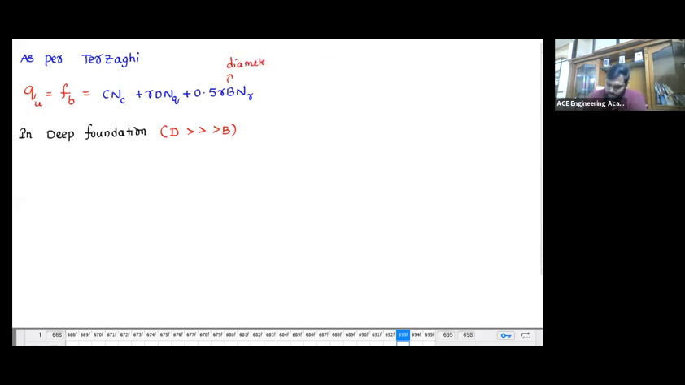So in the case of the deep foundation, D is much greater than B, which means we neglect the width effect. Okay, so eventually, what is the bearing capacity? cNc plus gamma D Nq.